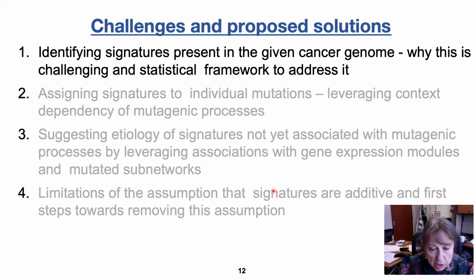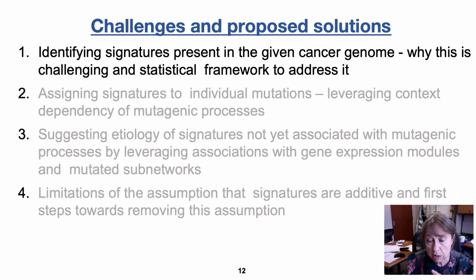Studies of mutational signatures lead to many interesting computational challenges. Today I'm going to discuss 4 such challenges. Those 4 are examples of some questions related to mutational signatures that my group was studying. The first of those questions may appear very simple. It is a question of identifying signatures that are present in a given cancer genome.